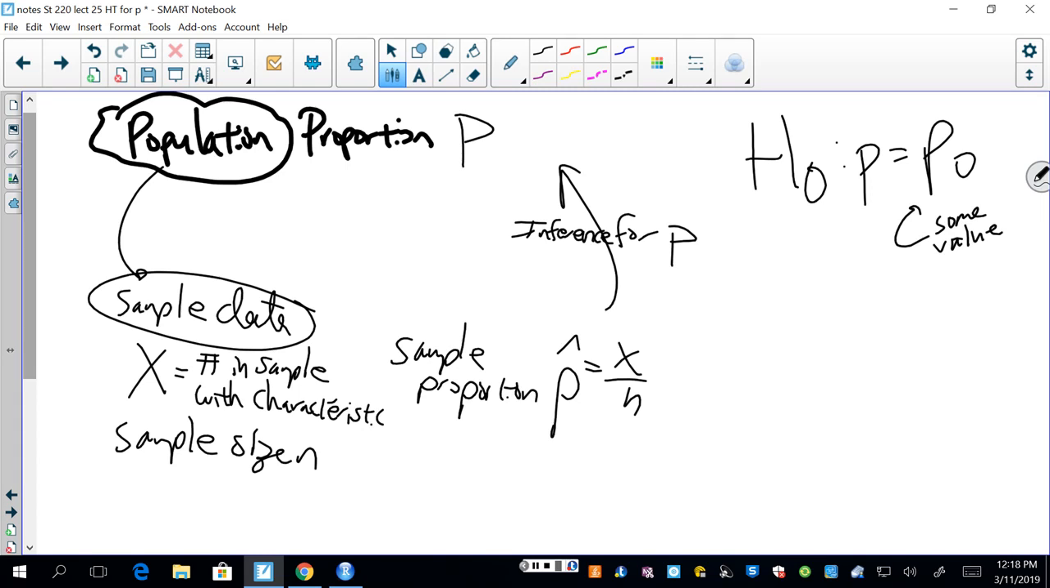Every once in a while, there's a certain percentage of adults that smoke, and then you come in and change the tax laws or enforcement, or do a media campaign, and you ask, is it still the same after all that change? So the null hypothesis is, no, it stayed the same. It's just that old value versus an alternative, and this can be not equal to that value.